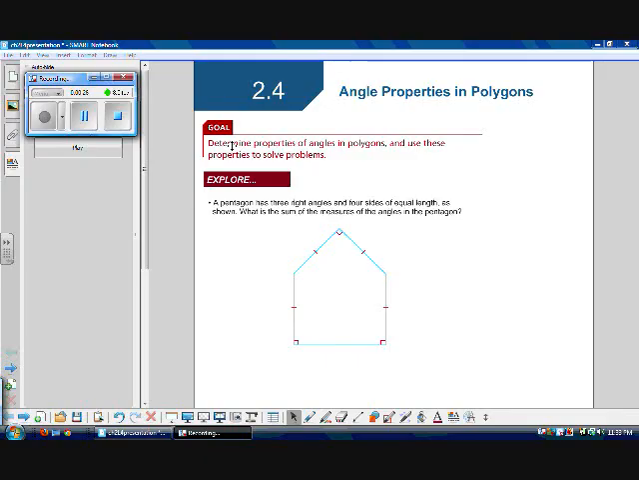So let's explore a little bit. A pentagon has 3 right angles and 4 sides of equal length as shown. What is the sum of the measures of the angles in the pentagon? Pause the video and see if you can figure it out.